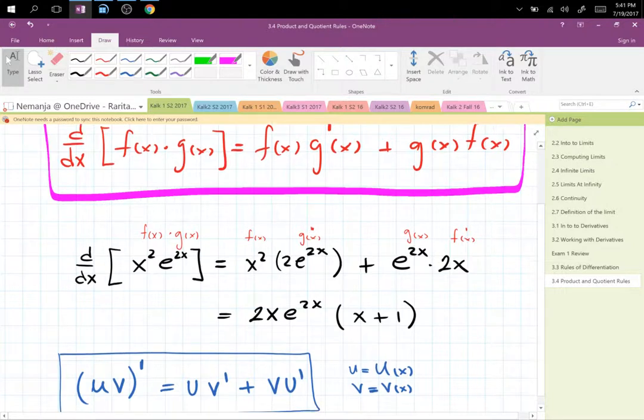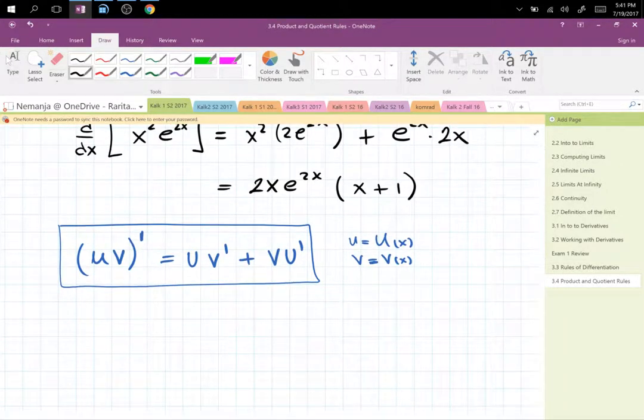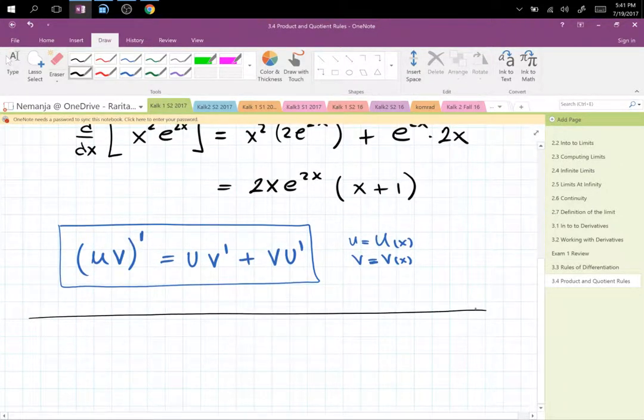All right, let's see. Another example over here. How about the derivative of x cubed times the square root of x.